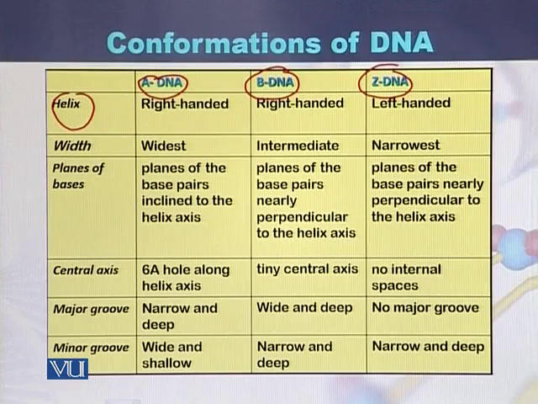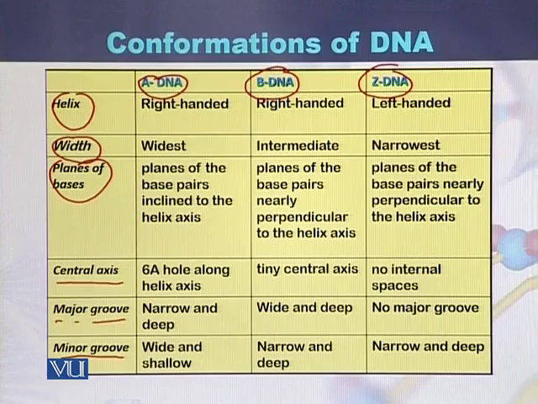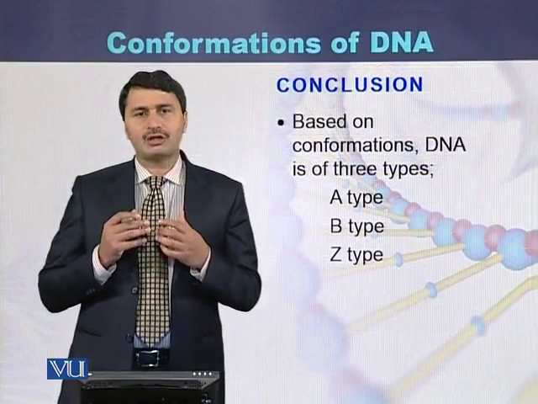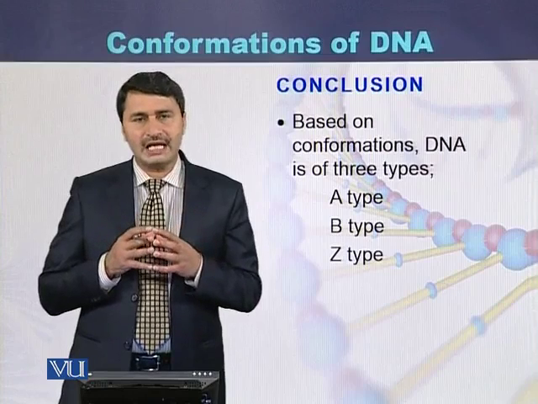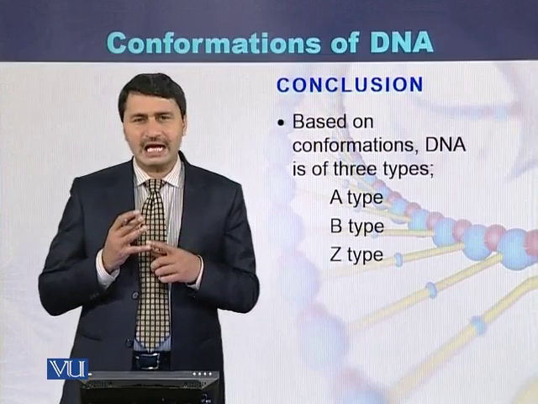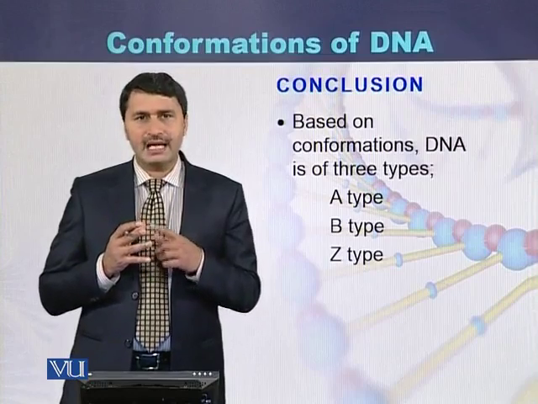The differences are based on the width, planes of bases, central axis, major grooves, and minor grooves. So these are the comparison between the properties of all three types of DNA. So we can conclude that based on the conformations of the DNA, DNA can be of three types: A type, B type, and Z type.